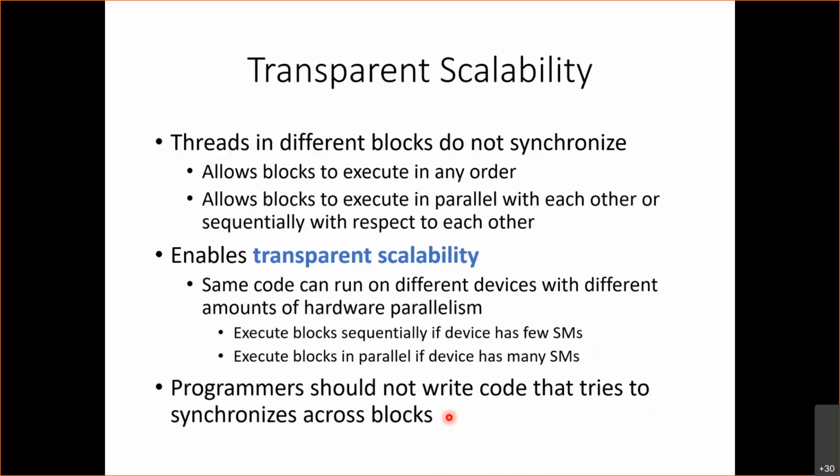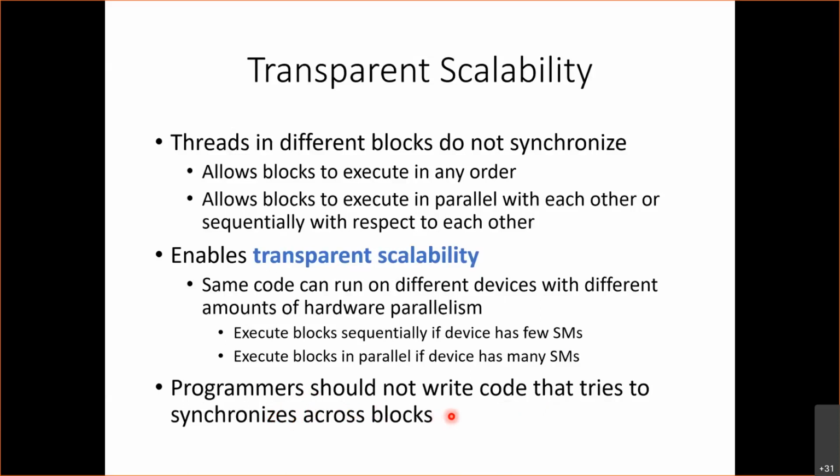Now, people could try to do that by trying to have these threads access maybe the same memory and wait for each other using spin locking and loops and things like that. But programmers should not do that. Okay. Why shouldn't programmers write code where they try to synchronize between threads across blocks? Because it will not scale well with different machines. It will not scale well.